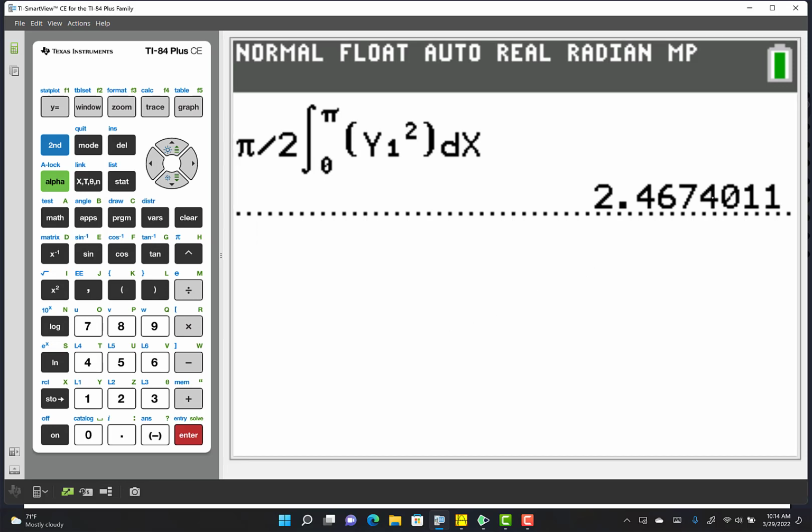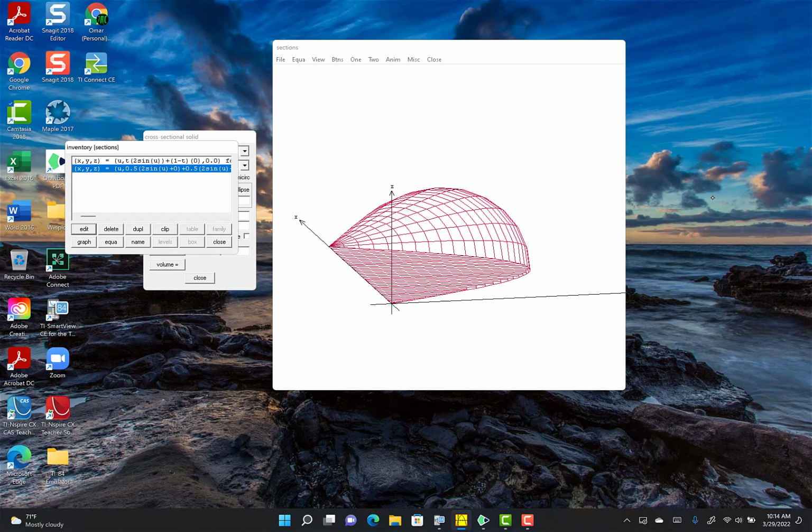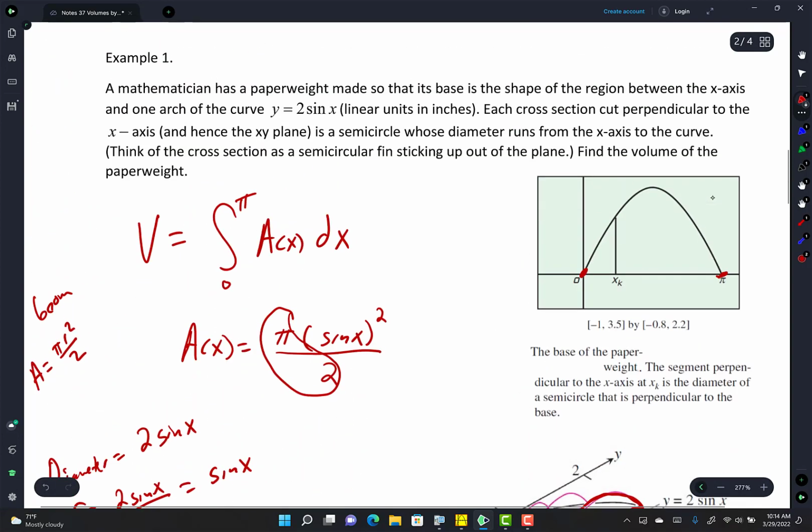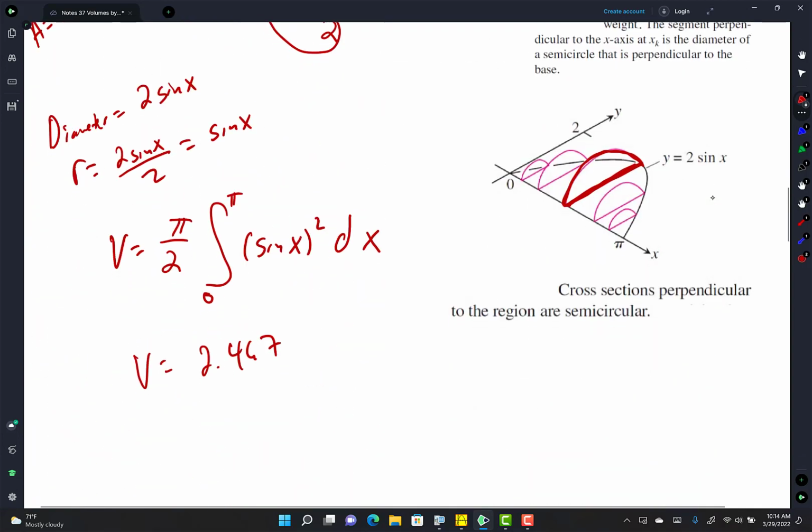2.467. At least how many digits? At least 3. 2.467. If you want to put more, put more. And in this case, it would be cubic inches. How do you feel, guys?